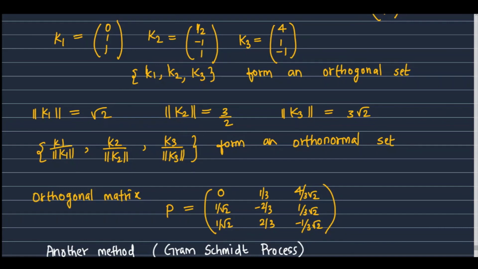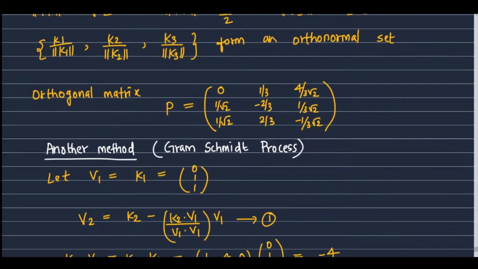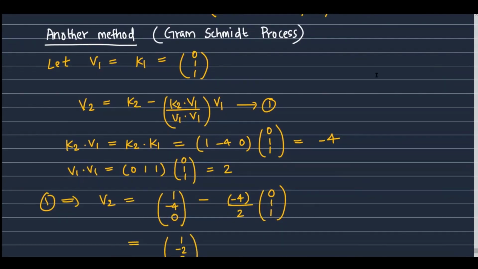Now, even without choosing them, we can find an orthogonal set of vectors using a process called the Gram-Schmidt process. You may be aware of this process as it was discussed in the previous module. For this, we have k1 and we see that k1 and k2 are not orthogonal. So we will find another vector such that they become orthogonal. We will denote k1 by v1. So v1 is 0, 1, 1.